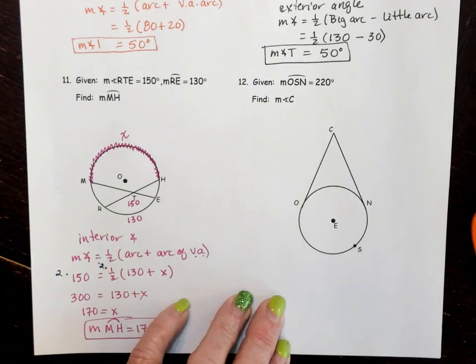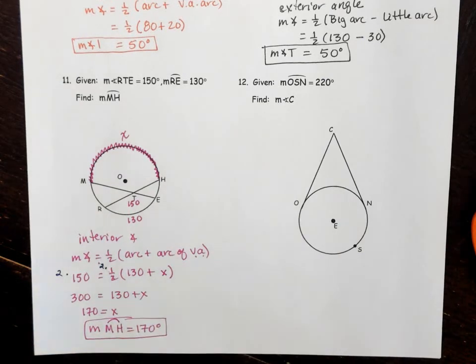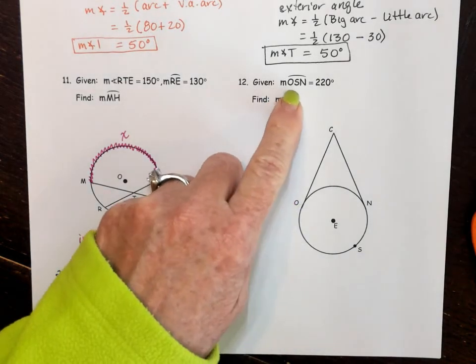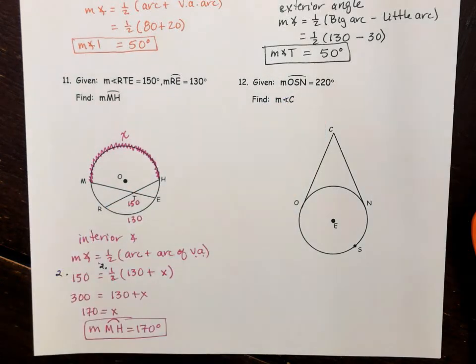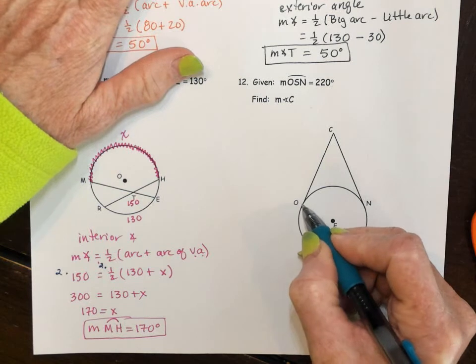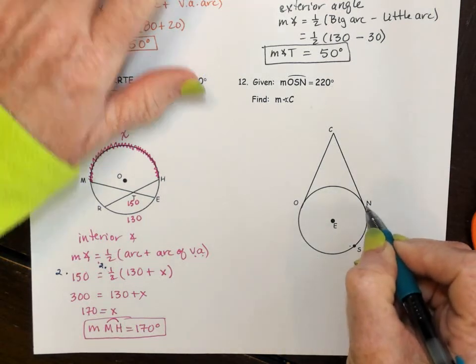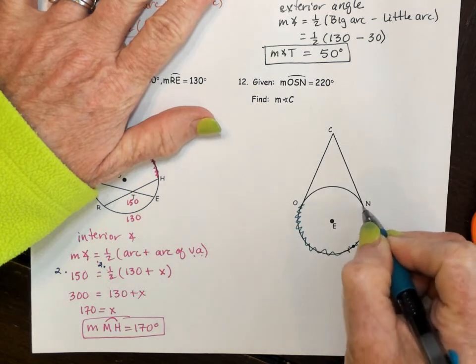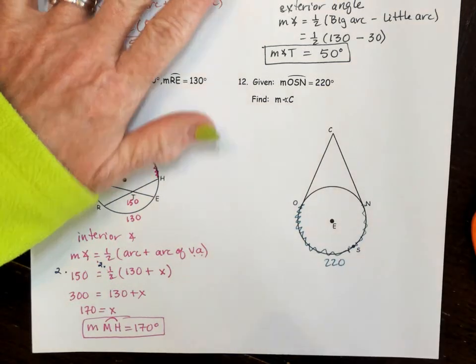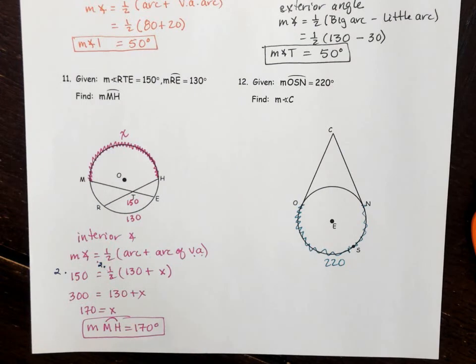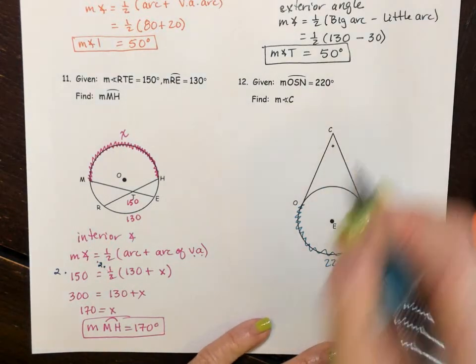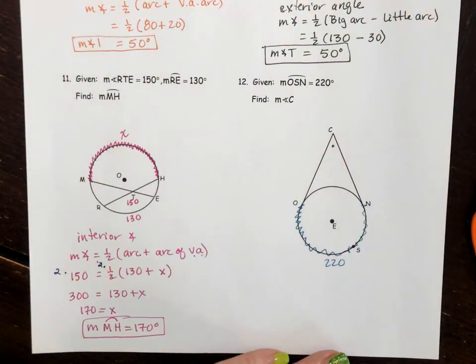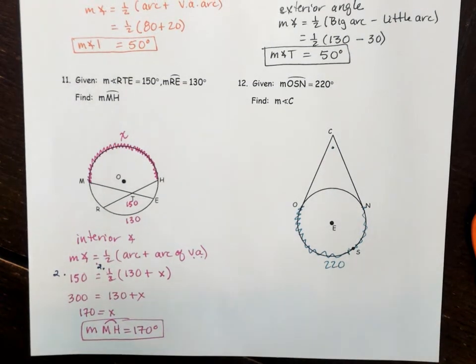Okay, let's look at this one here. Given the measure of arc OSN is 220. OSN, all of this mess down here is 220. Okay, and we want to find angle C, this one up here. All right, 2 ways to do this. I'm going to show you both ways, and then you can decide whichever way makes you happiest.